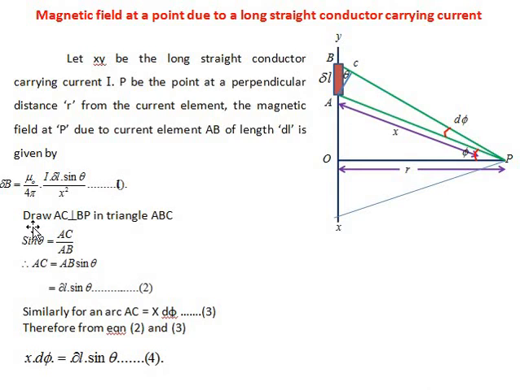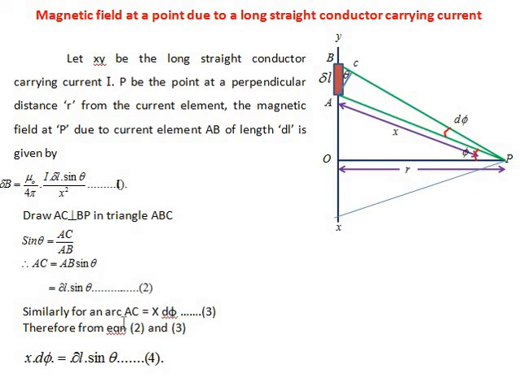Okay. Now draw AC perpendicular to BP line. Now the triangle ABC is a right angle triangle. So sin theta is equal to AC divided by AB. Therefore AC is equal to AB sin theta. That AB is nothing but the current element, that is delta L. So it becomes dl sin theta. Call this equation number 2.